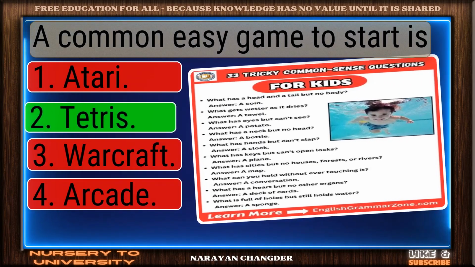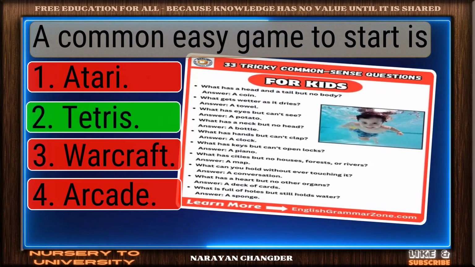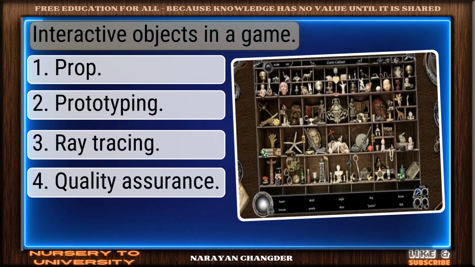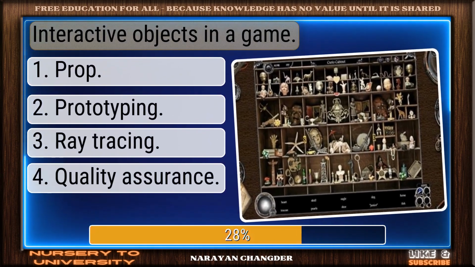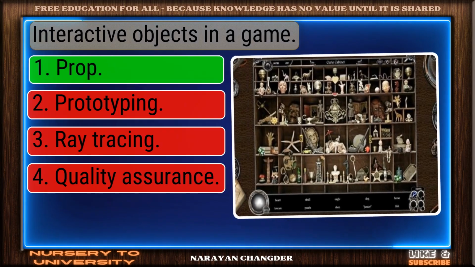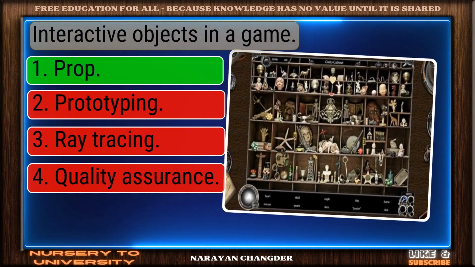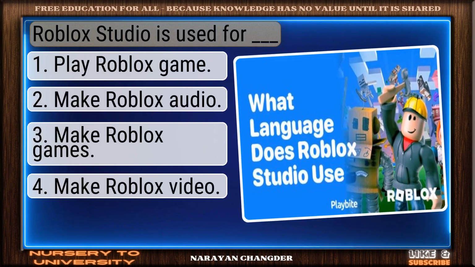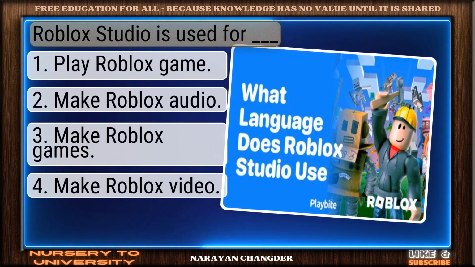Smart move. Tetris is an accurate answer. Question number 66. Interactive objects in a game. Nicely done. Prop is a solid answer. Question number 67. Roblox Studio is used for dash.